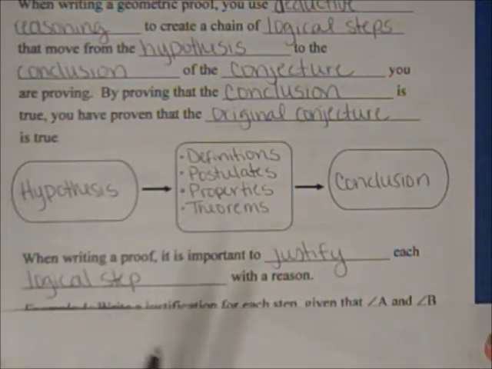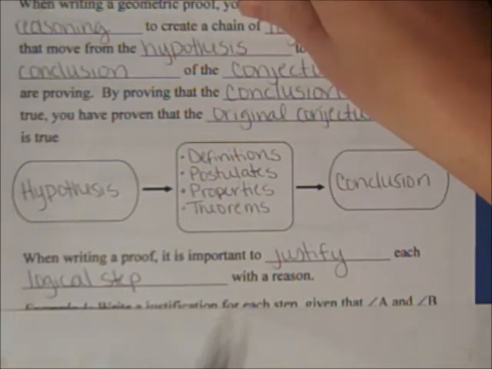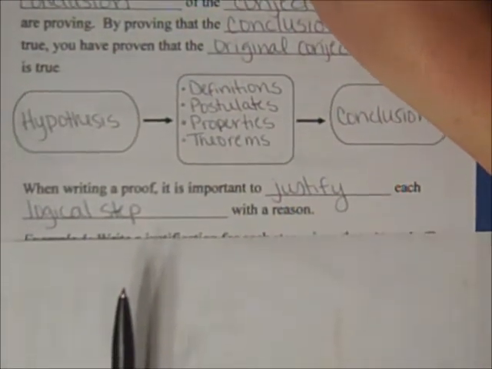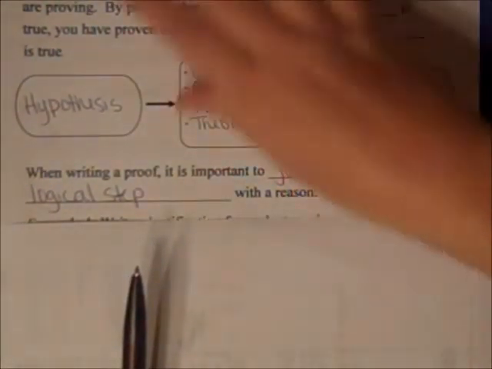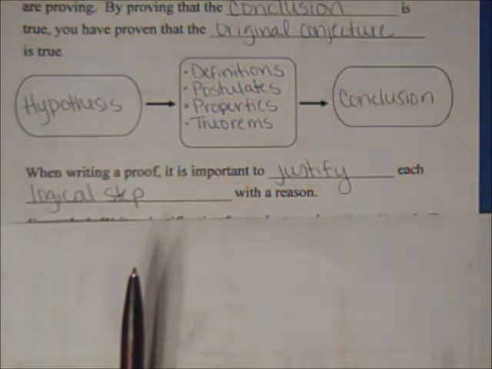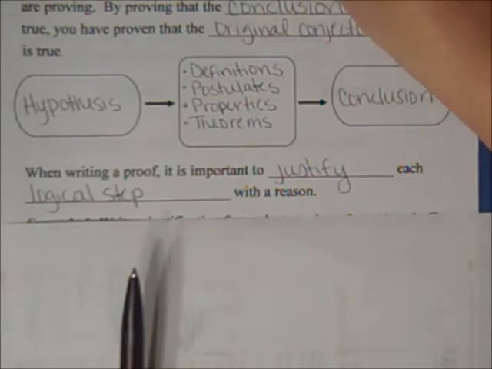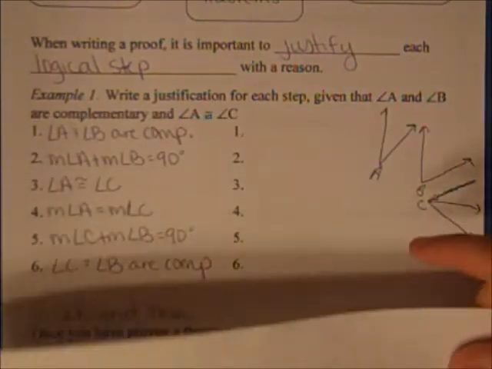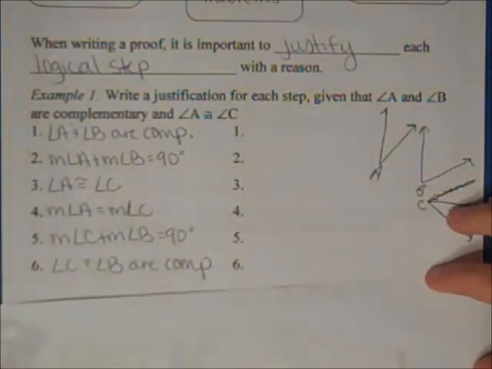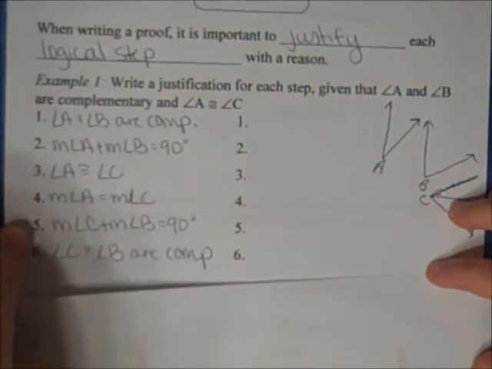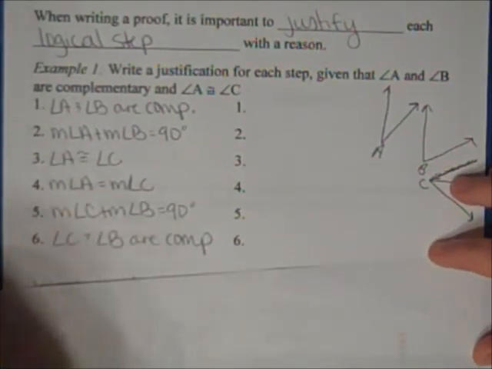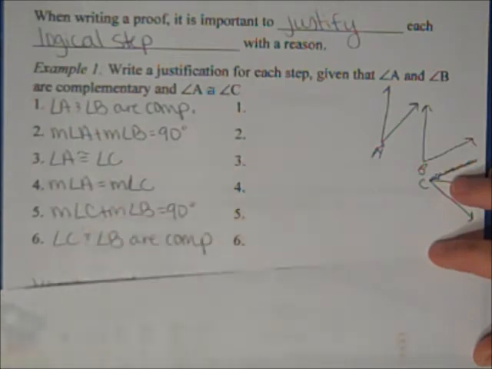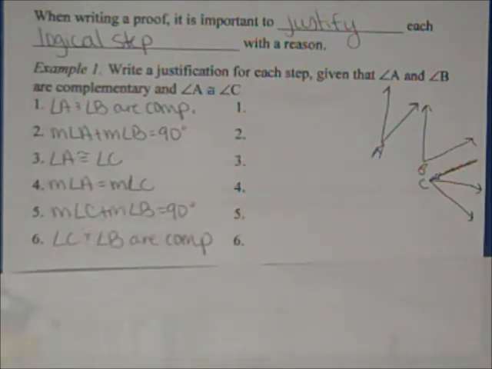When writing a proof, it is important to justify each logical step with a reason, just like we did on our algebra proofs. If you added, you had to put addition property, and then you simplified, and then you divided. You had to tell everybody every step that you made. Okay, so this first example was supposed to have the left side filled out for you, and we're just going to practice justifying. So pause the video and fill out these 6 steps over here on the left so you're ready to prove.